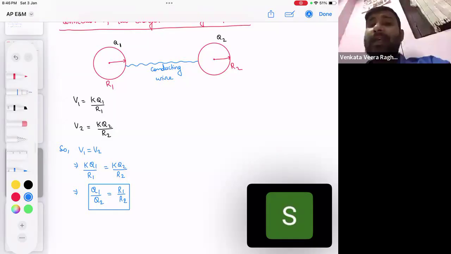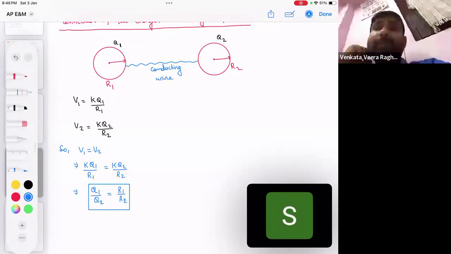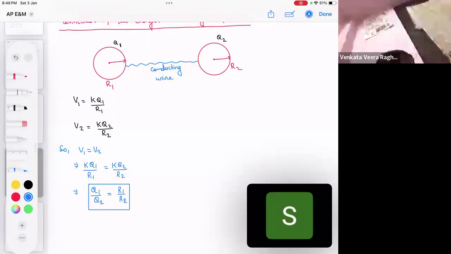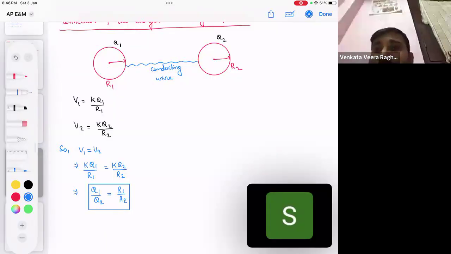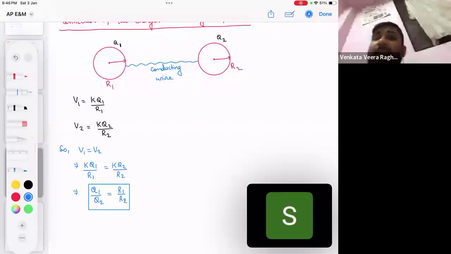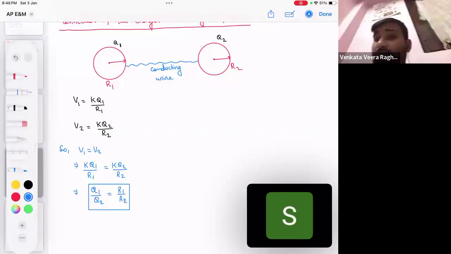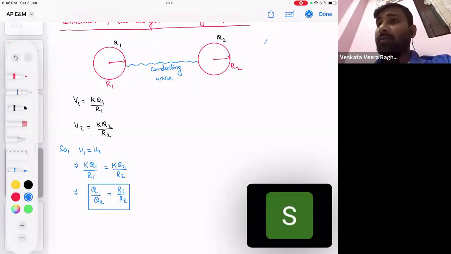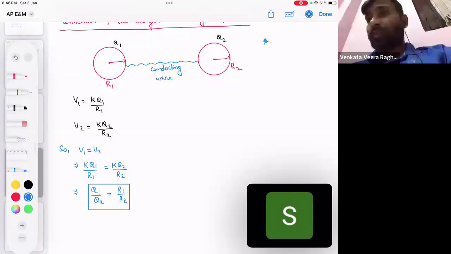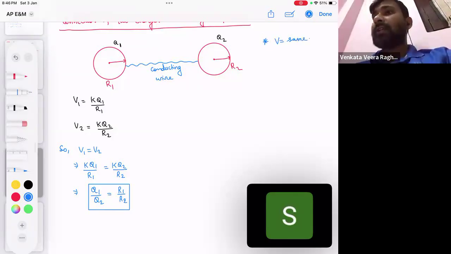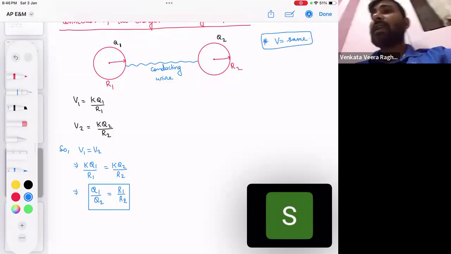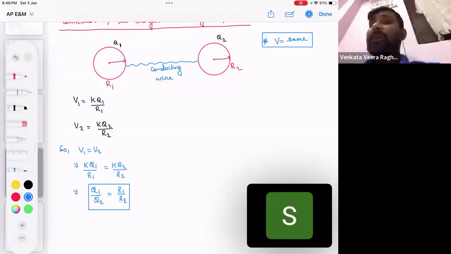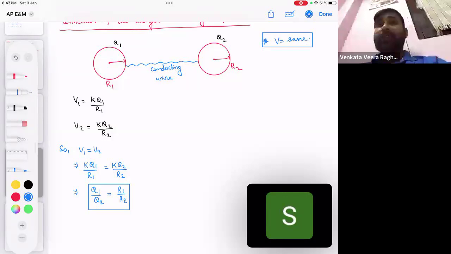Now you see that if R1 and R2 are equal, Q1 and Q2 also become equal, isn't it? So please keep in mind what is going to be the same. Potential is going to be the same. Charge may be equal, may not be. It depends on the radius of these two spheres what the charge on them will be.